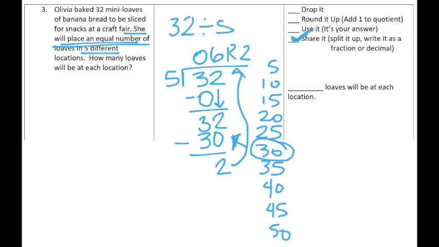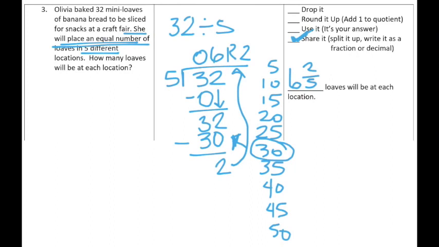2/5, because she's going to break them up. She'll break each of the remaining 2 into 5 pieces, and then she'll take 2 slices to add to the 6. So therefore, 6 whole loaves and then 2/5 of the remaining loaves are going to go to the other locations. Now, I will tell you for definitely you will use this skill in 6th grade. You will be writing 6 2/5 as your answer.